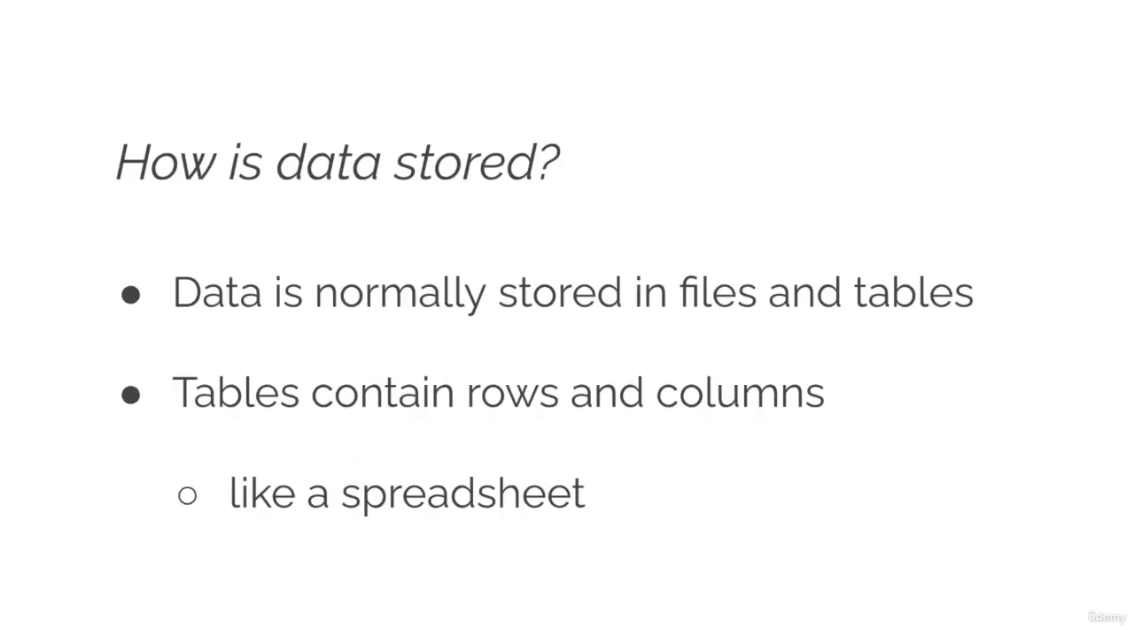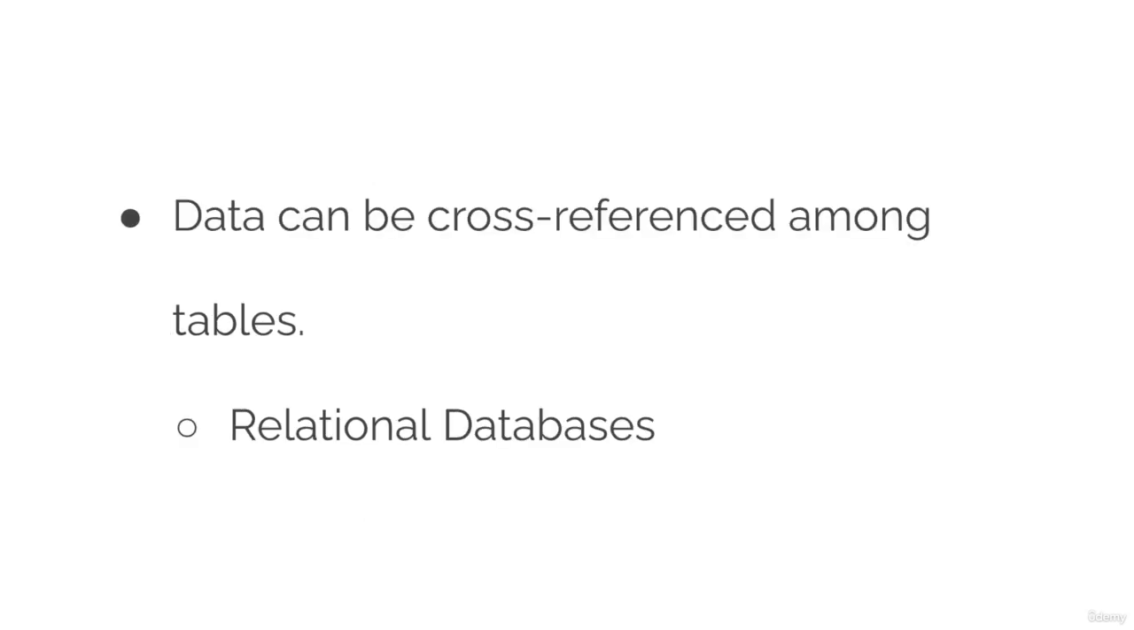Data is typically stored in files and tables, as we just saw. These tables contain rows and columns. And if this reminded you of a spreadsheet, then you're not wrong. This is very similar to a spreadsheet. Data can be cross-referenced among tables, and this is called a relational database, if data can be cross-referenced. Relational databases are the most common type of database, and we'll be introducing them in the next lecture.